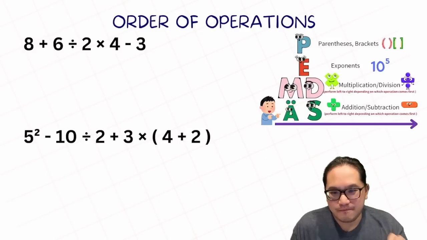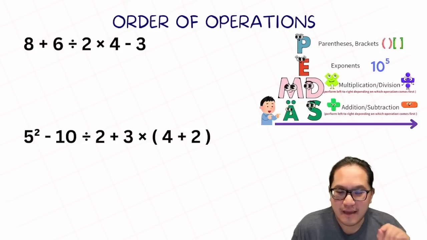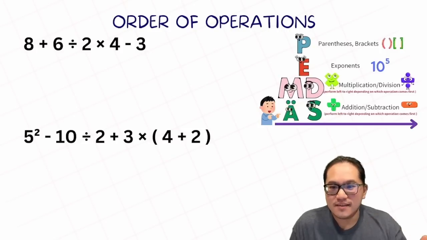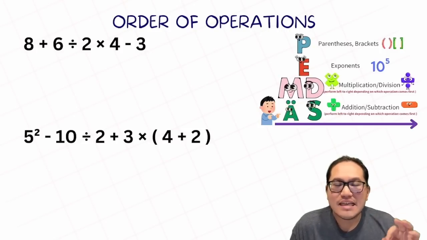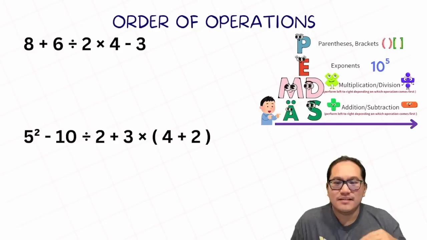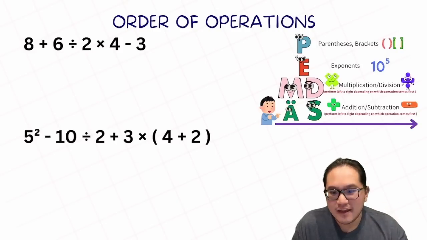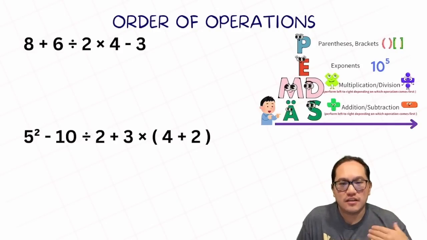We've got a mnemonic, right? PEMDAS. P-E-M-D-A-S. P stands for parentheses or brackets, E stands for exponents, MD stands for multiplication and division, and AS stands for addition and subtraction.